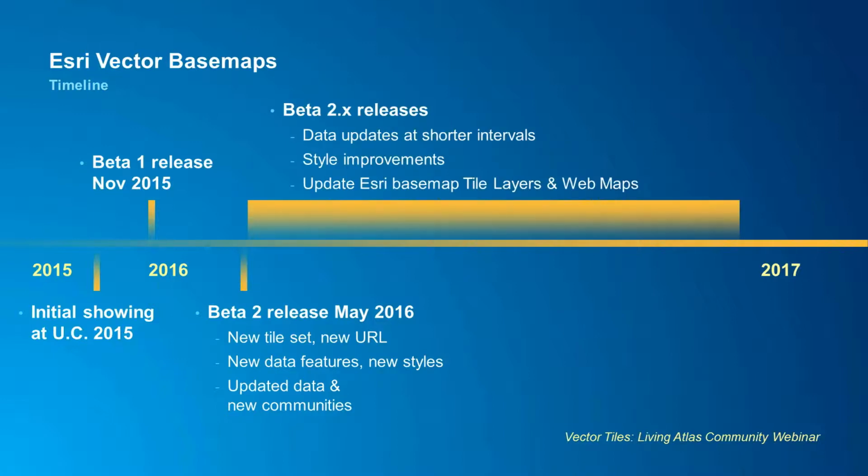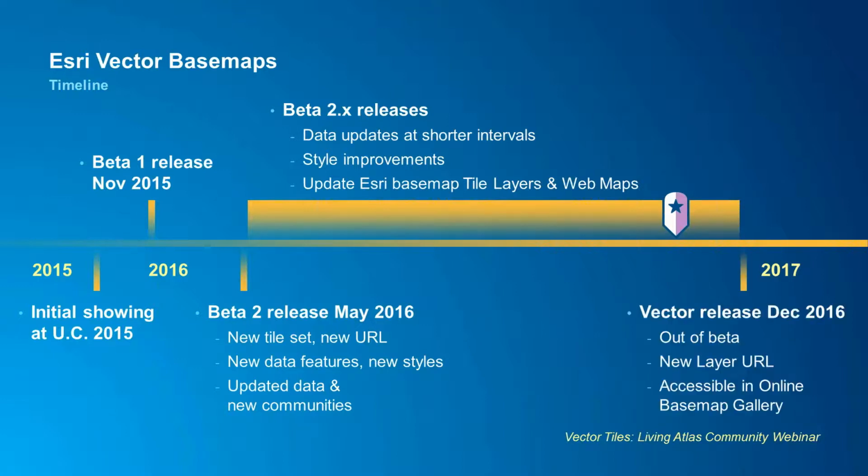So throughout 2016, we've been in what we've been calling our beta 2X releases. We've been updating our data and providing releases at shorter intervals. We've been making style improvements and updating the tile layers, which subsequently would update the web maps. And where we are today is at that pointer towards the end of our beta program. And what that means is we're planning for a production vector release in December of this year, next month.